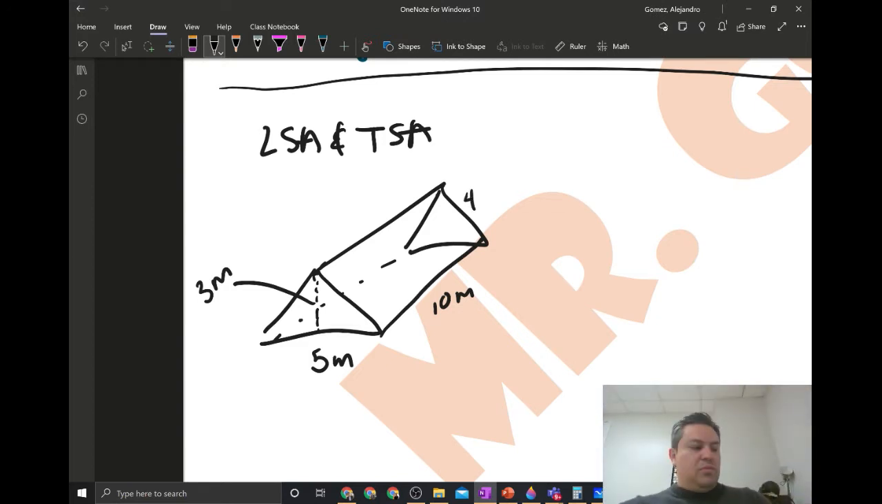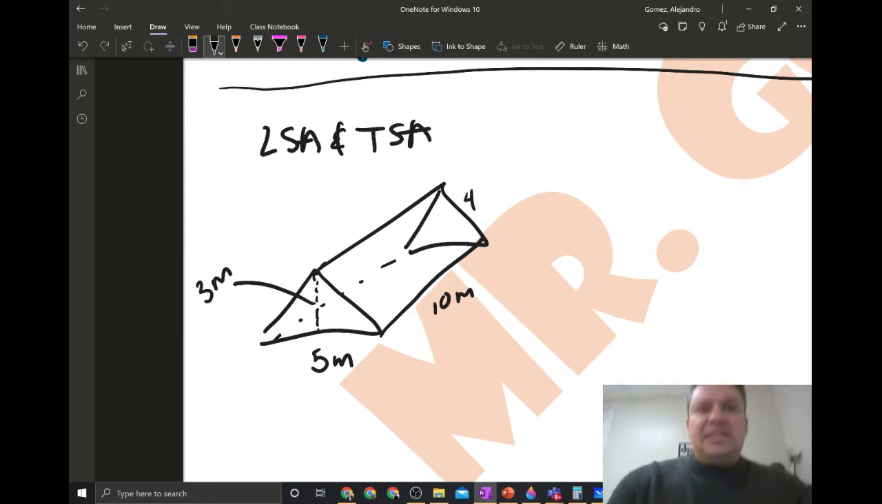So if I look at this right here, this is my 5 right here. The 3 goes right here. That's the height of the triangle. The side, this height right here, the length height is 4, and the depth, the distance between one and the other base is 10. Okay, so again, let's identify the bases.